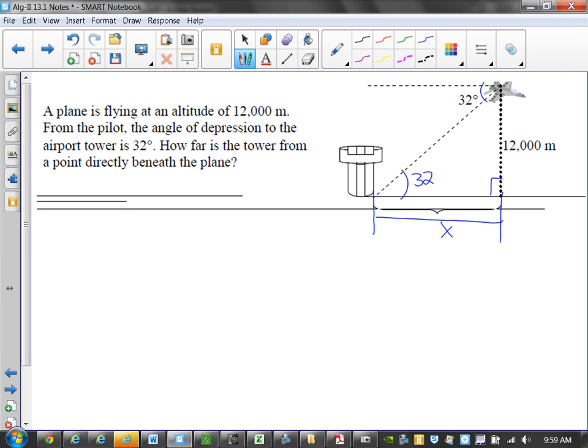No, you're not looking for the diagonal distance, you're looking at how far. Why is it tangent? Because I'm at the 32-degree angle, I know my opposite, and this is my adjacent. So it would just be tangent of 32 equals 12,000 over something. You're going to find out a lot of times when you're dealing with angles of elevation and depression, you're probably going to use tangent.